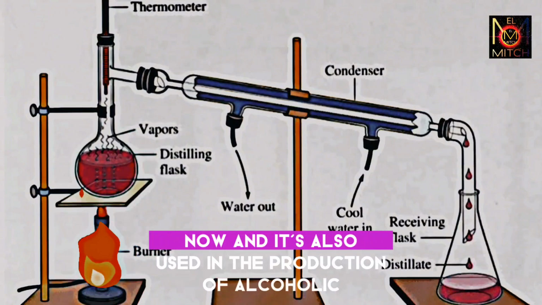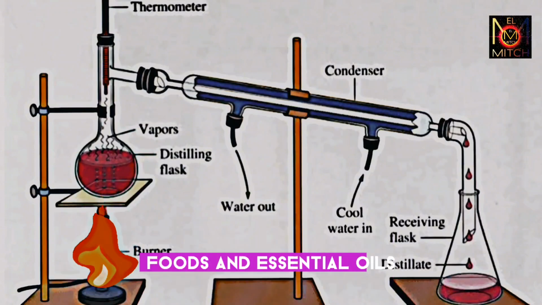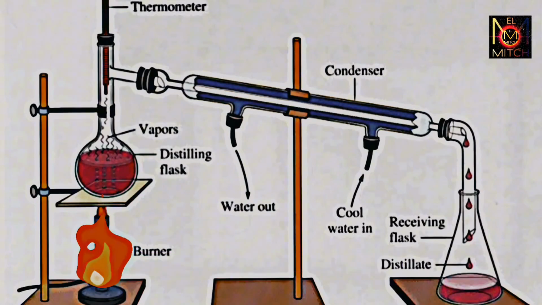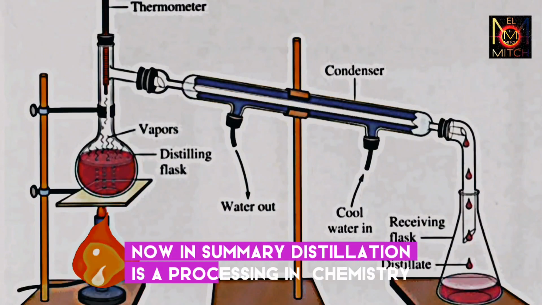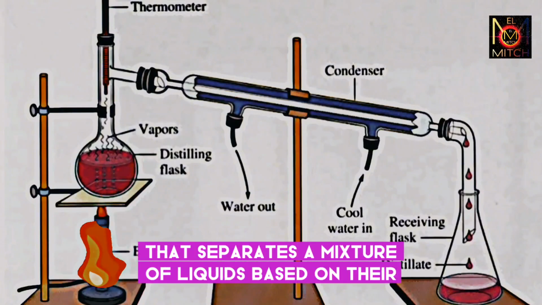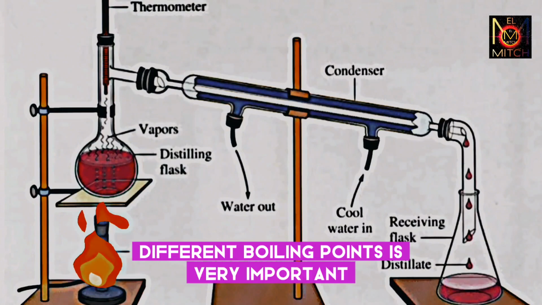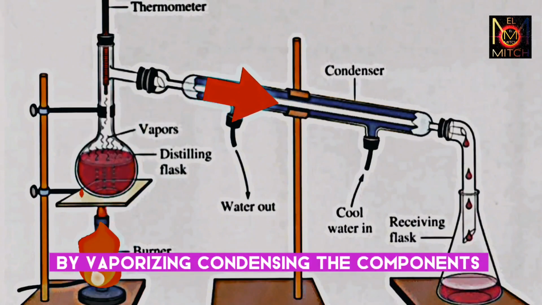It's also used in the production of alcoholic beverages, foods, and essential oils. In summary, distillation is a process in chemistry that separates a mixture of liquids based on their different boiling points, by vaporizing and condensing the components.